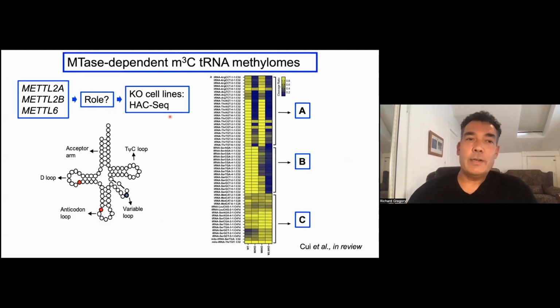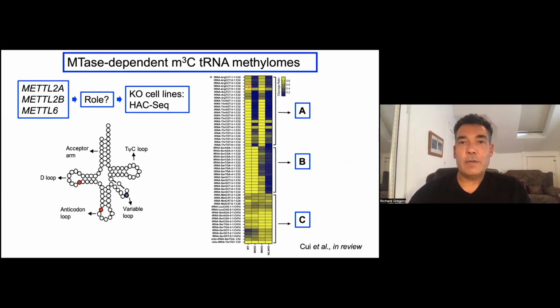We generated human cell lines, HEK293 cells, that are deleted for METTL2A and 2B together. These paralogs are almost identical. So we knocked out 2A and 2B. We also knocked out METTL6 individually. And then in combination, we knocked out METTL2A, 2B, and 6. And these are the results from the HAC-seq.